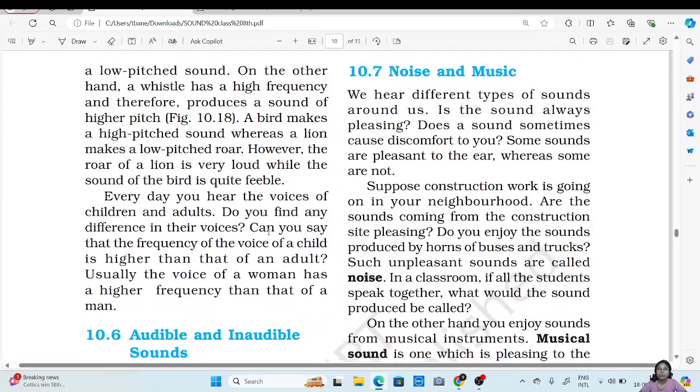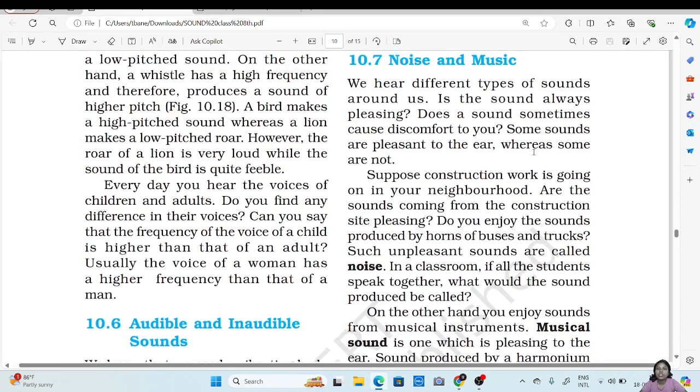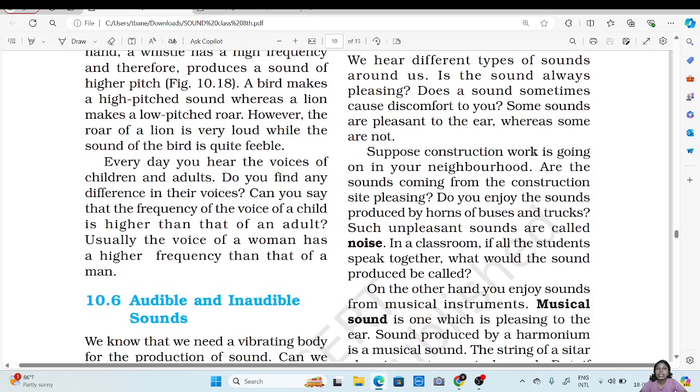Then noise and music. Now how do we differentiate between noise and music? Sound is a sound. How do we define that this particular sound is a noise and the other one is music? Music is pleasant, and noise is not pleasant or it is disturbing us. We hear different types of sounds around us. Is the sound always pleasing? Does the sound sometimes cause discomfort?